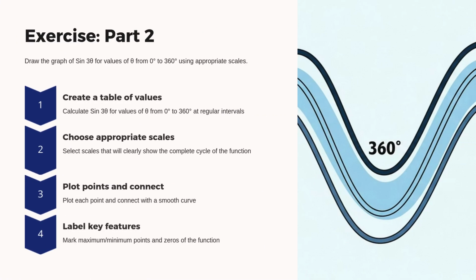Exercise, Part 2. Draw the graph of sine 3 theta for values of theta from 0 degrees to 360 degrees using appropriate scales. Create a table of values. Calculate sine 3 theta for values of theta from 0 degrees to 360 degrees at regular intervals. Choose appropriate scales. Select scales that will clearly show the complete cycle of the function. Plot points and connect. Plot each point and connect with a smooth curve. Label key features. Mark maximum/minimum points and zeros of the function.